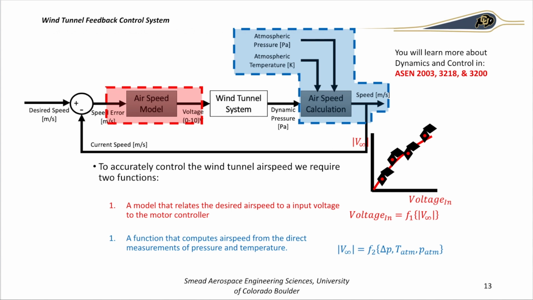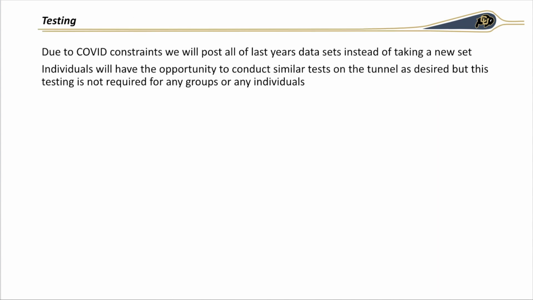Now you'll learn more about feedback control in later classes, but essentially all that happens is an estimate of the current airspeed is compared to the desired airspeed, and the fan motor voltage is adjusted to bring that error to zero over time.